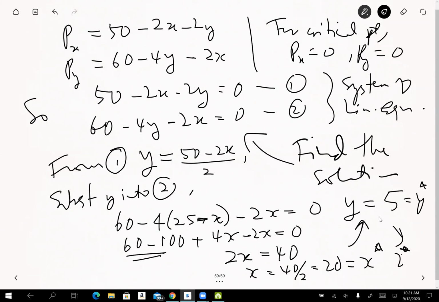So given that critical point or critical value of x and y, you want to test, is it a maximum or is it a minimum?